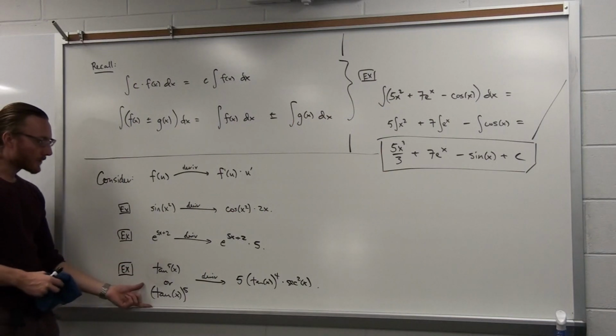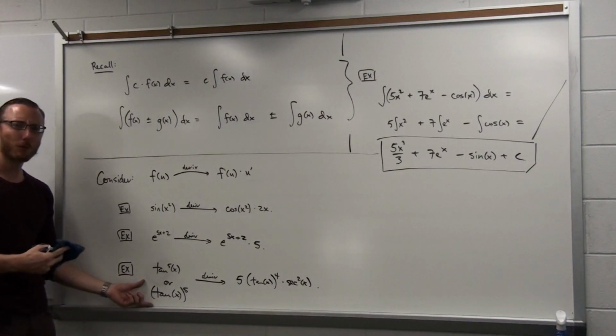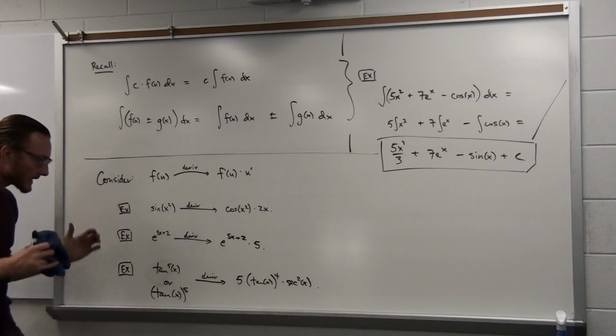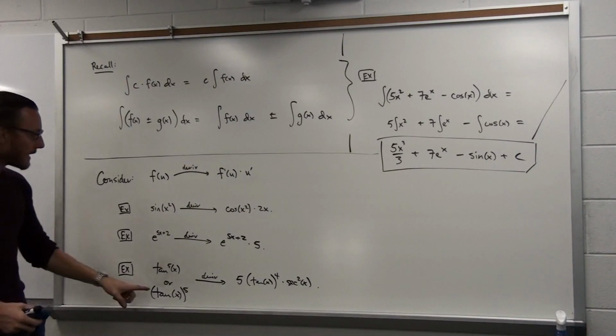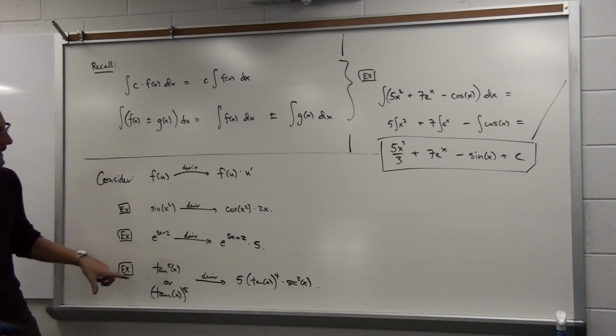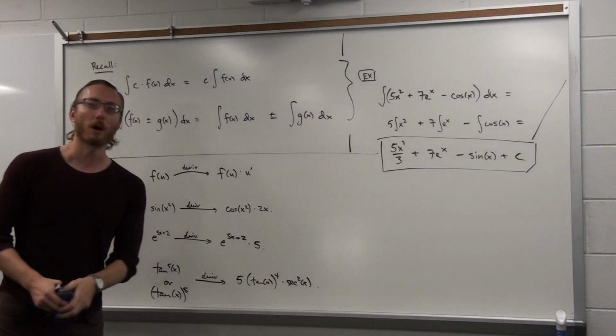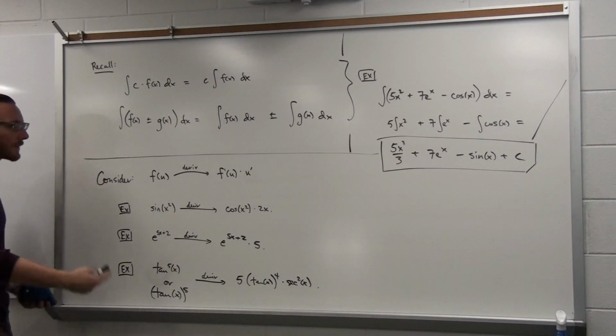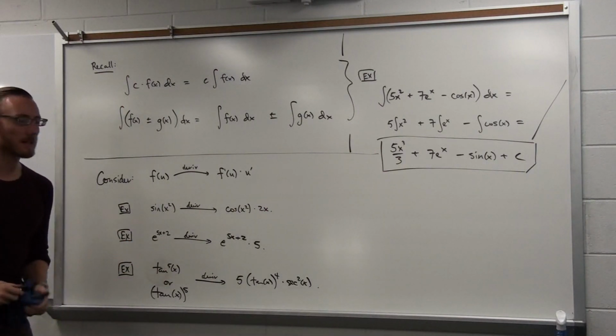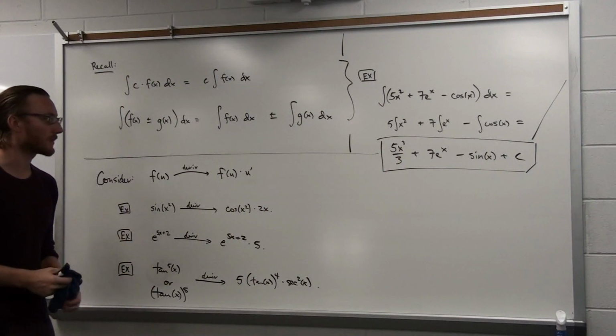What about the tangent to the fifth x? Well, we can think of this in a more derivative-friendly form as tangent times itself 5 times, so then u is your tangent x. Whenever you take the derivative, you're going to get 5u to the fourth times u prime. 5 tangent to the fourth times secant squared being the derivative of tangent, of course.